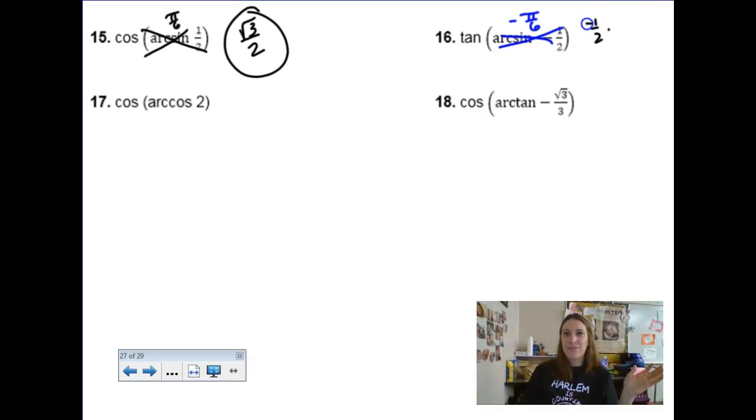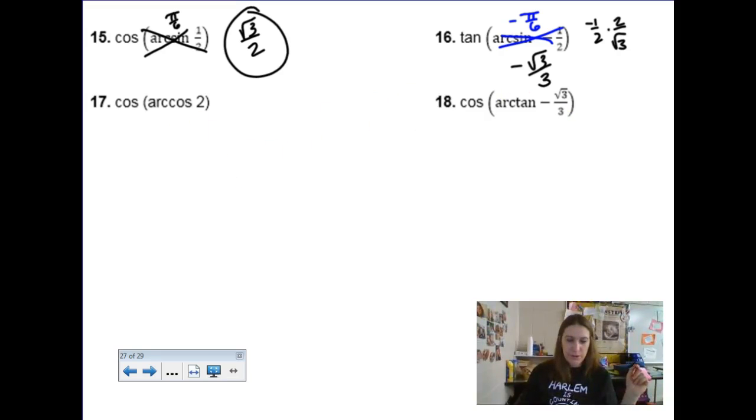So negative 1/2 divided by square root of 3 over 2, which means we're going to multiply by the reciprocal, and then we'd have negative 1 over square root of 3, which we'd rationalize to negative square root of 3 over 3. All right. Moving along.